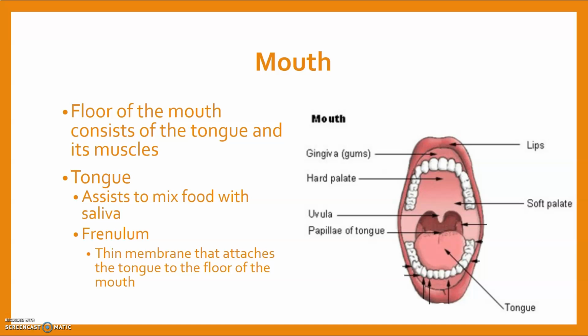The floor, or the base of the mouth, consists of the tongue and its muscles. The tongue is an important accessory organ to the mouth, and it helps to mix food and saliva. You have a section that connects the tongue to the floor of the mouth, and this is called the frenulum. It's a thin membrane that attaches the tongue to the floor of the mouth.